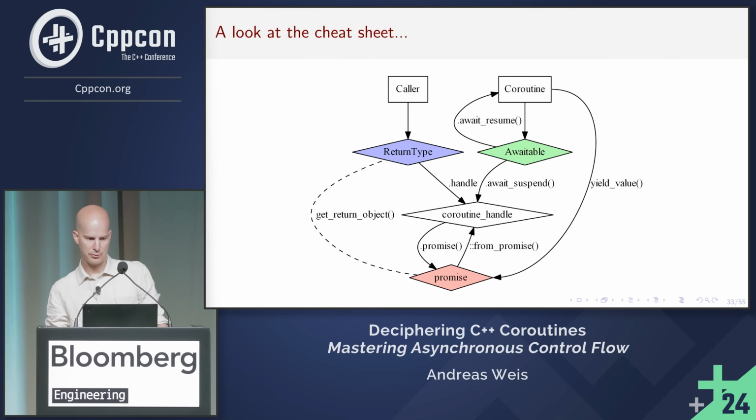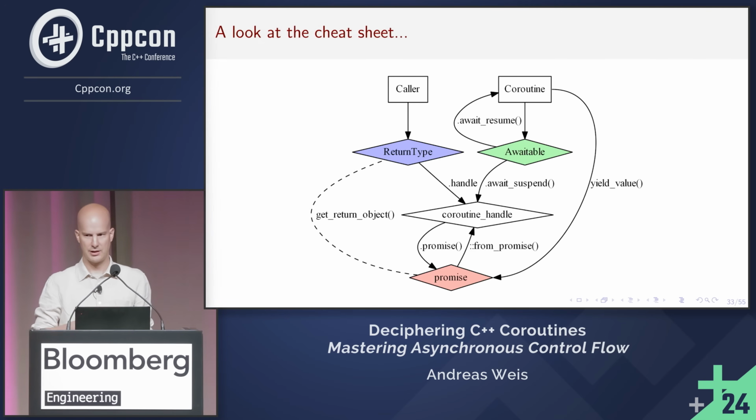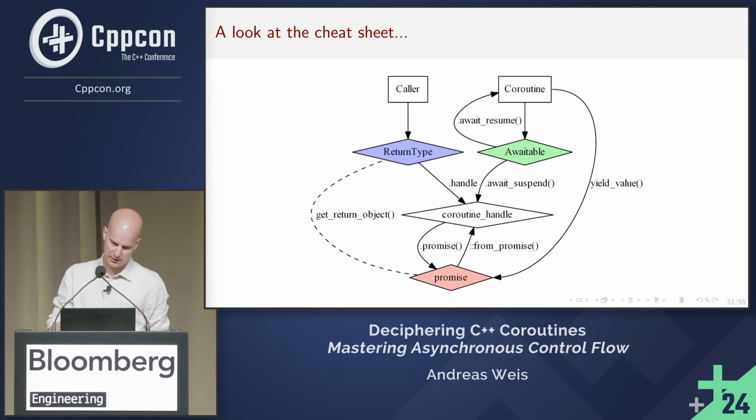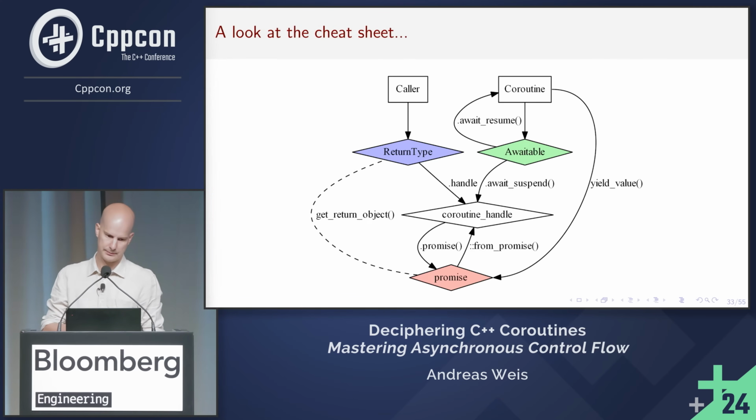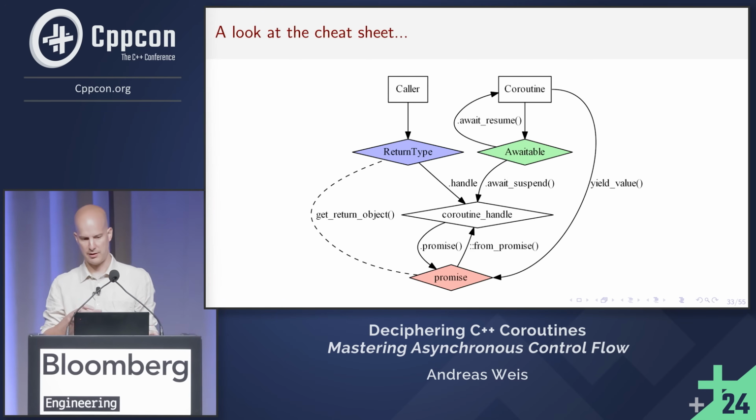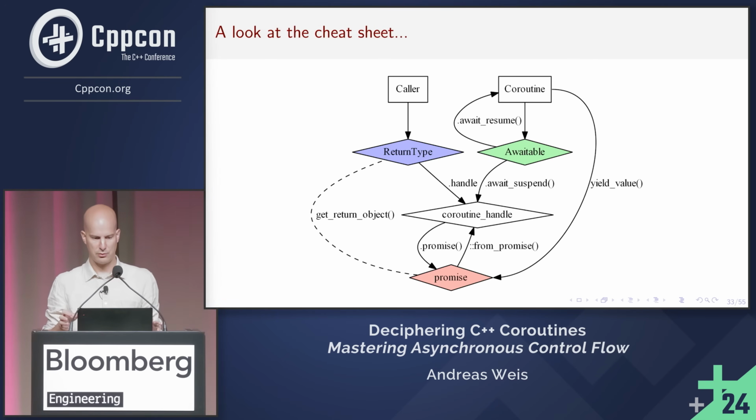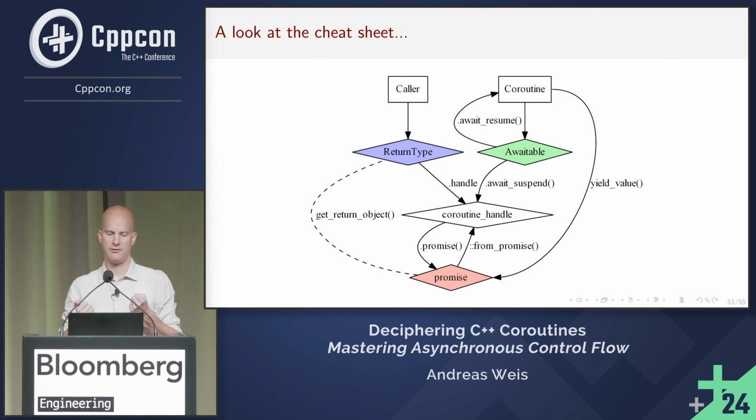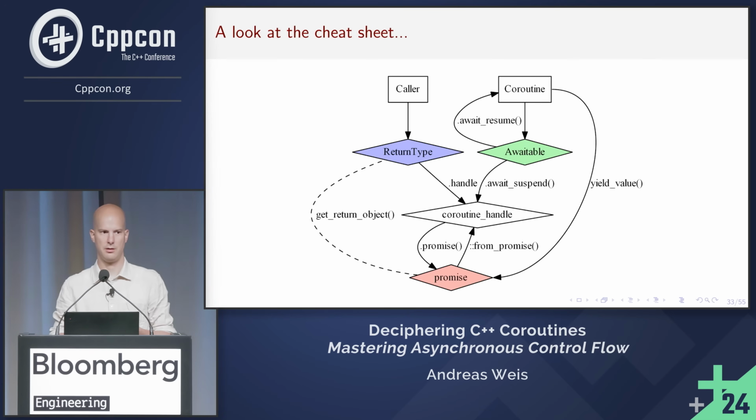If we look back here at our cheat sheet, the inner coroutine builds the async object and hands it back to the caller. The caller then awaits that async object to get notified when that inner coroutine is finished. So in this diagram that we built in the first part, the caller and the coroutine were separate. But in the case of the async object, for the same object, the caller and the coroutine are the same.